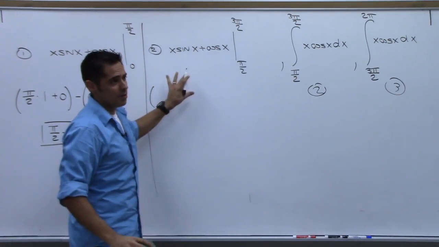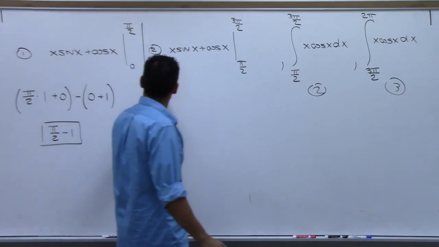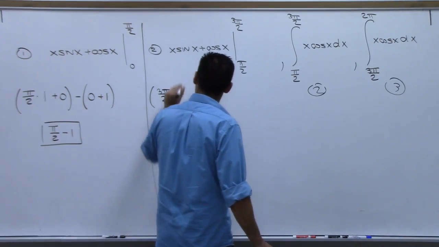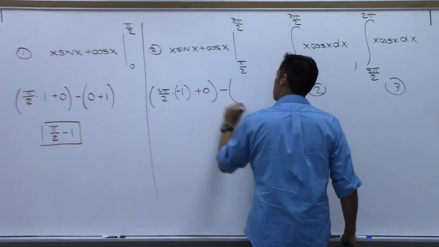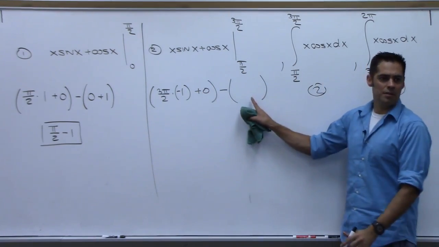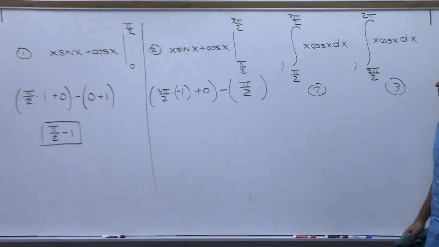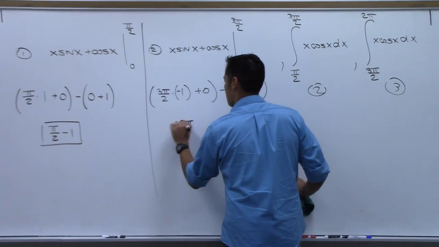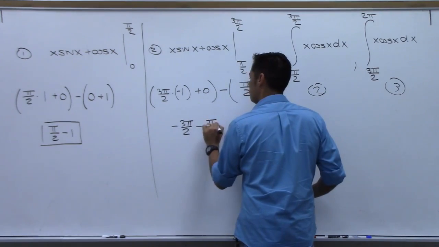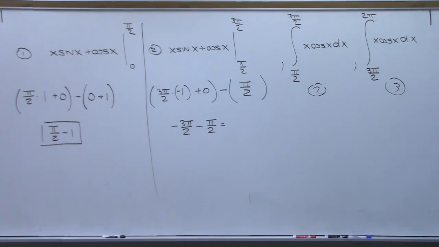3 pi over 2 goes in first. That one's new, okay? So what's 3 pi over 2 in here? Sine of 3 pi over 2 is negative 1. Cosine of 3 pi over 2 is 0. Then minus, now this is the one that's pi over 2. Pardon me. Questions on that? So this is negative 3 pi over 2 minus pi over 2, which is negative 4 pi over 2, so negative 2 pi.